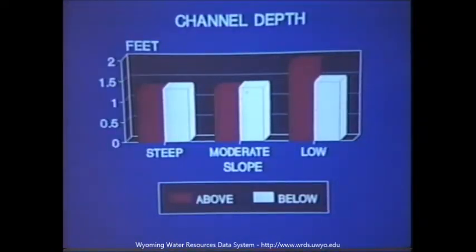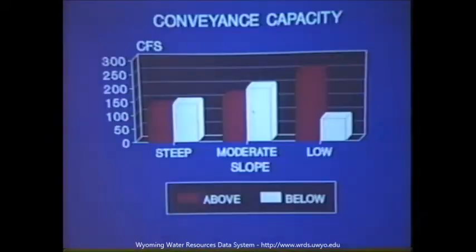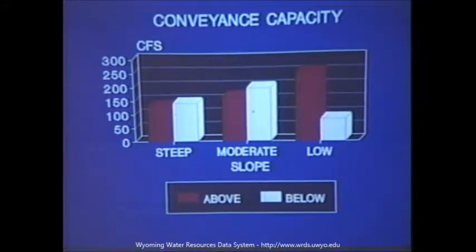If we look at channel depth, we basically see the same trend. Little change on the steep and the moderate, but when we get to the lower gradient sections, this is where we begin to see channel encroachment and channel filling taking over. And if we combine width, depth, and slope, cross-sectional area, to an estimate of conveyance capacity, we see an even greater difference on those low gradient channels.